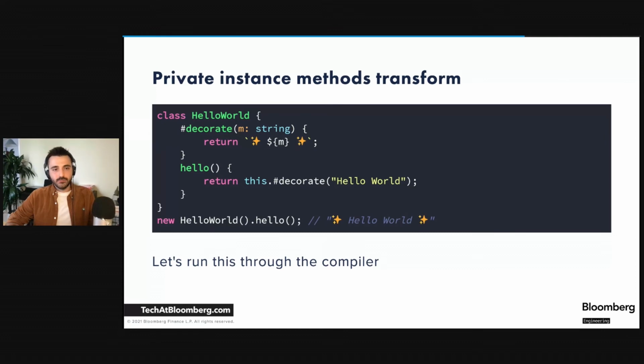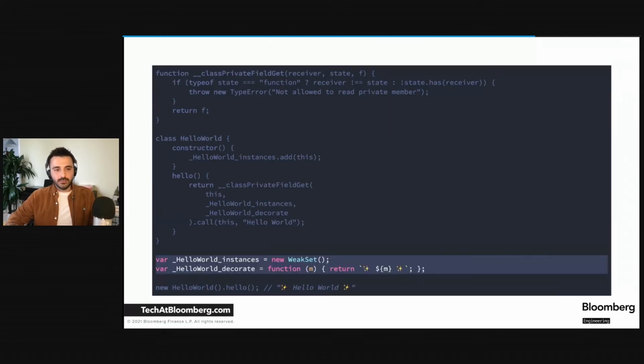So let's see how we can support instance methods in a similar way. We have the same example here, except the methods are not static this time. They are instance methods. We run this through the compiler, and we get this output. Again, we have some variables added at the bottom. We still have the private method removed from the class body, stored as a free function. We also created a helloWorldInstances variable that's initialized as a weak set. This is where we will store the instances of this class.